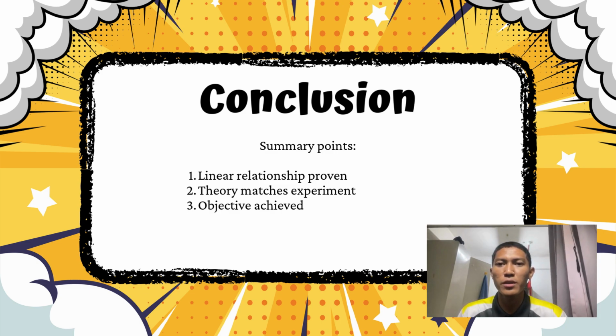Alright, so to wrap everything up, here's the big picture. First, we managed to prove that there is a clear linear relationship in the data. The trend wasn't just random noise, it actually followed the theory the way it was supposed to. Second, the theory and the experiment sync up nicely. That means our assumptions were solid, our method was on point, and the results stayed consistent throughout the testing process.